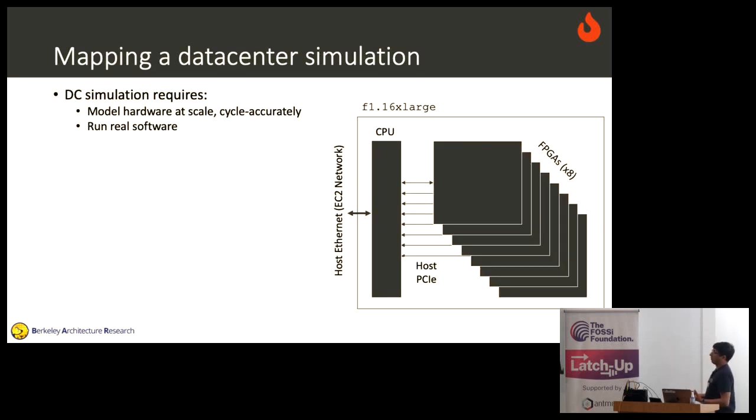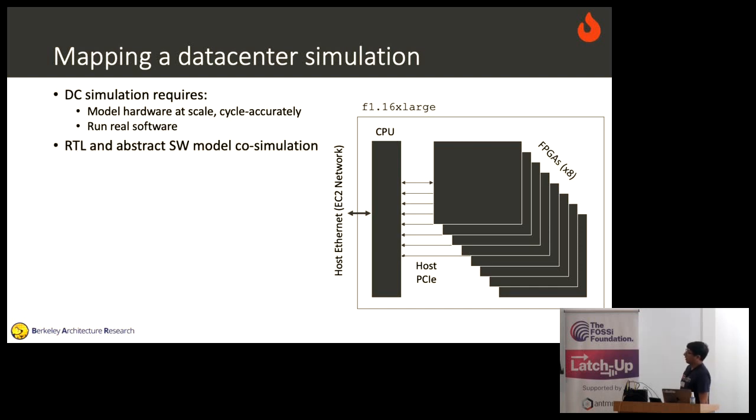So we need to model a couple of things. We need to model all of that hardware at scale and do it accurately. And we need to run substantial software stacks on top. So very conveniently, around the time I was starting to work on this, AWS released the F1 platform. And what you see on the right is an example of an F1 16x large instance on EC2 F1. Basically, it's a beefy Xeon attached to 8 FPGAs, 8 Xilinx UltraScale FPGAs over PCIe.